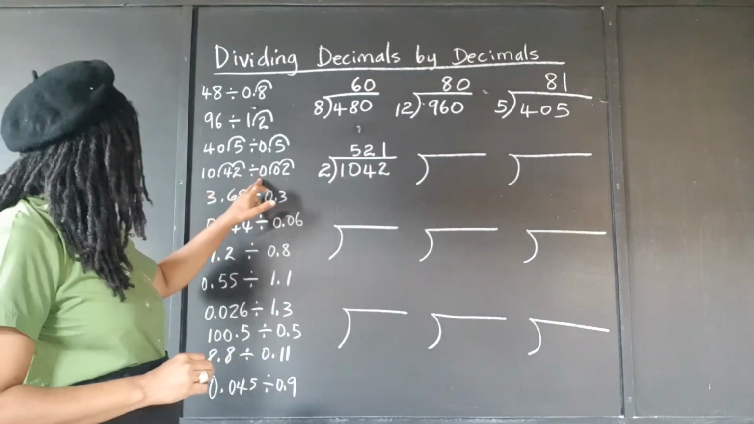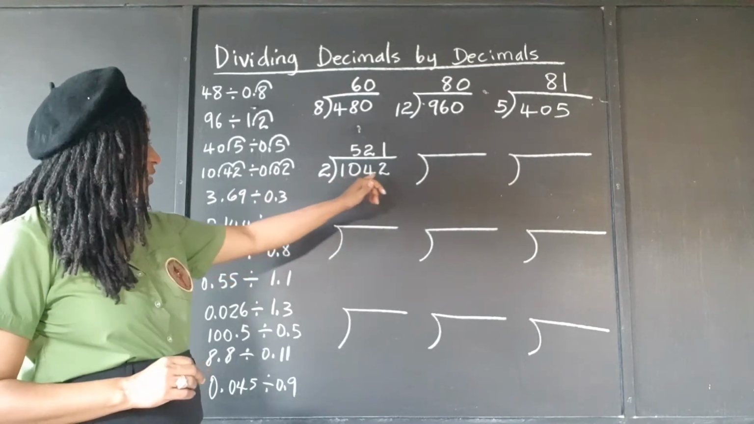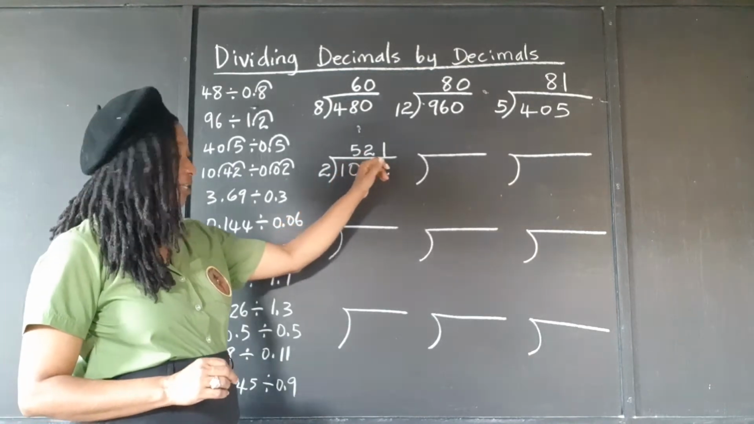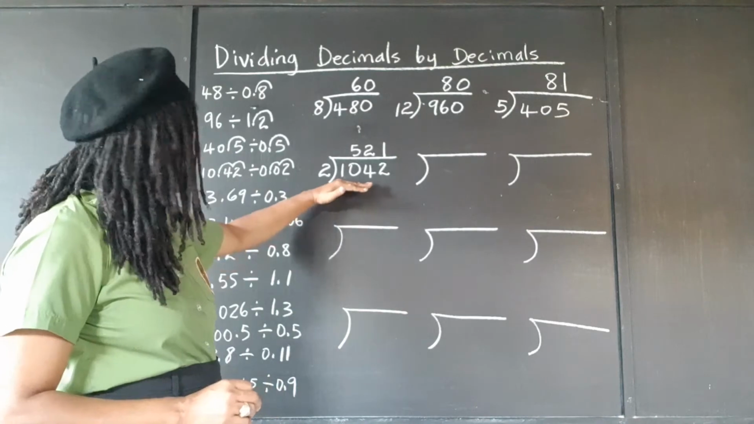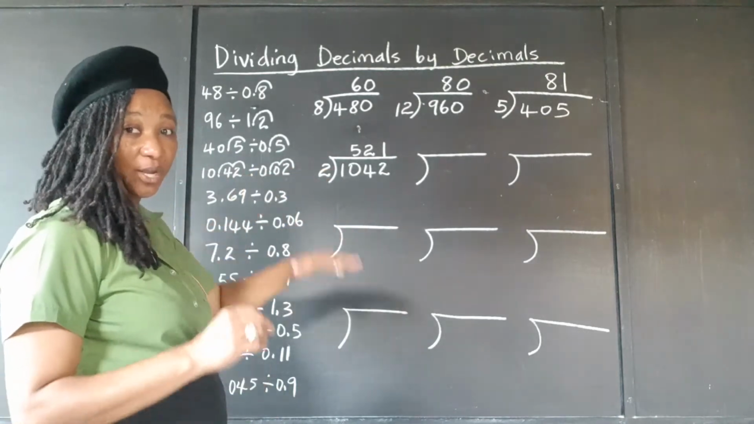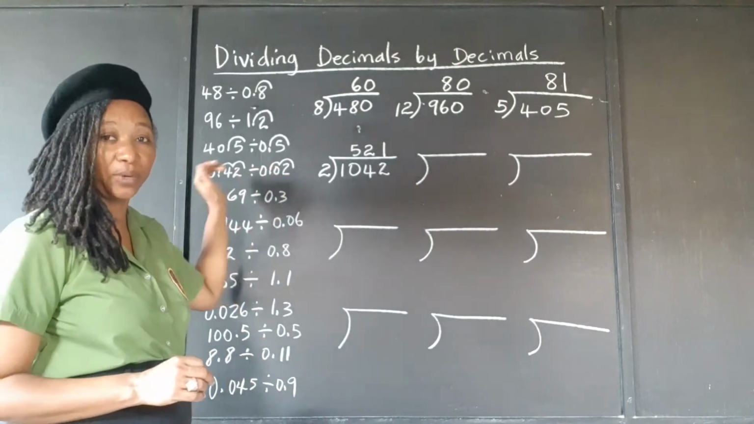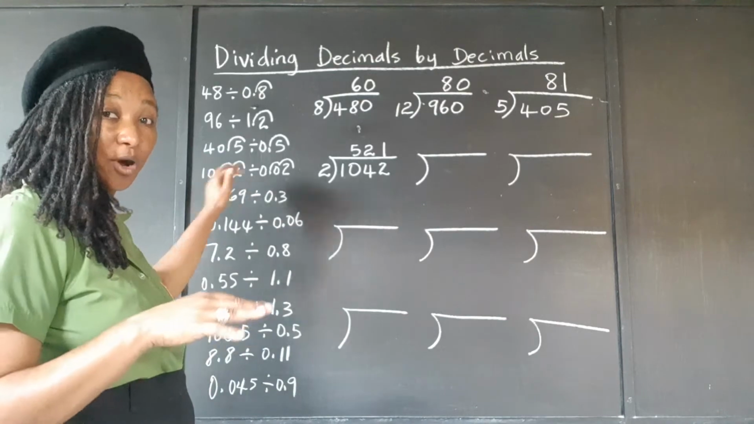10.42 divided by 0.02 is the same as saying 1042 divided by 2, and the answer is 521. These are the same operation, the same value, because whatever we did to this side, we did it to the dividend, so we balanced it out. It's the same operation.